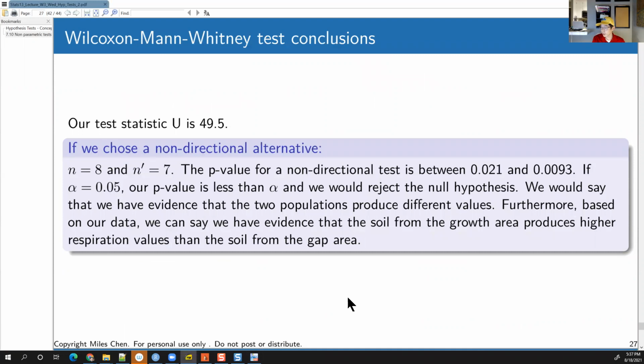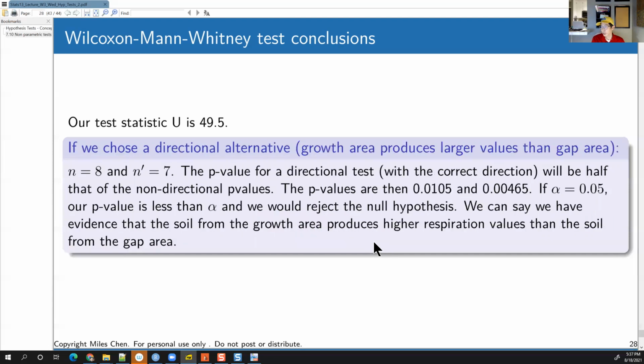So that's what we would conclude. We can say we have evidence that the soil from the growth area produces higher respiration values than the soil from the gap area. We could have a directional alternative. If this directional alternative were that the growth area produces larger values than the gap area, our test statistic is 49.5.